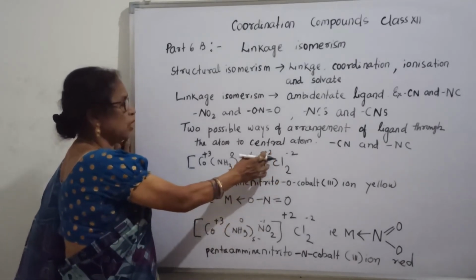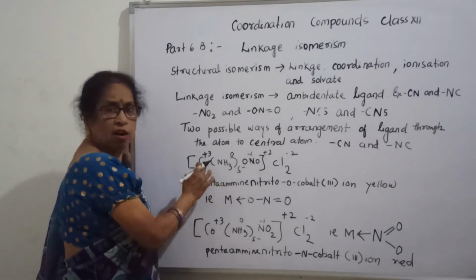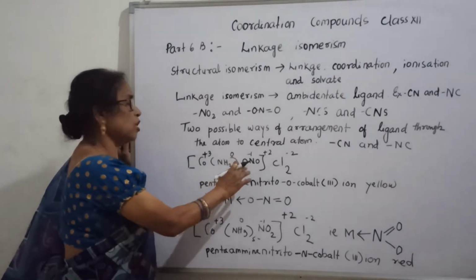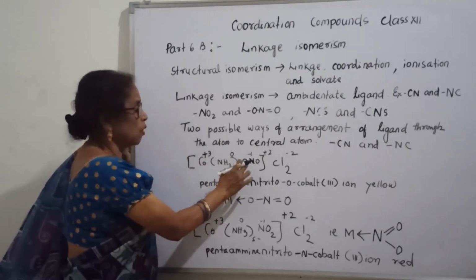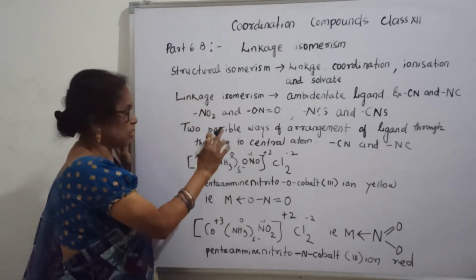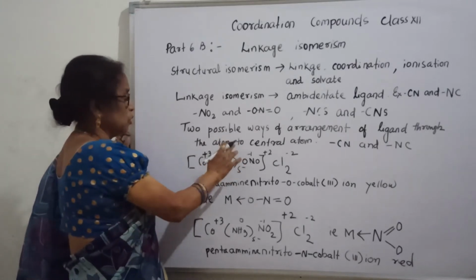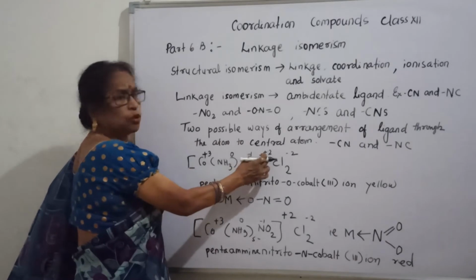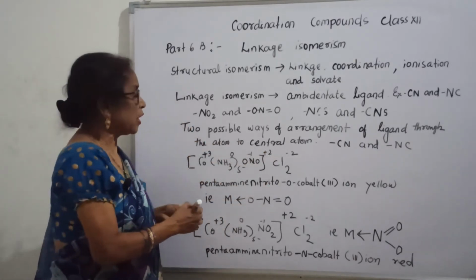Now +2 means the sum of all the oxidation numbers inside the coordination sphere should be equal to +2. We know ONO is a negative ligand, with a -1 charge, and NH3 is a neutral ligand, with 0 charge. So you can work it out yourself: +3 -1 gives +2. Okay, now you can give the name.